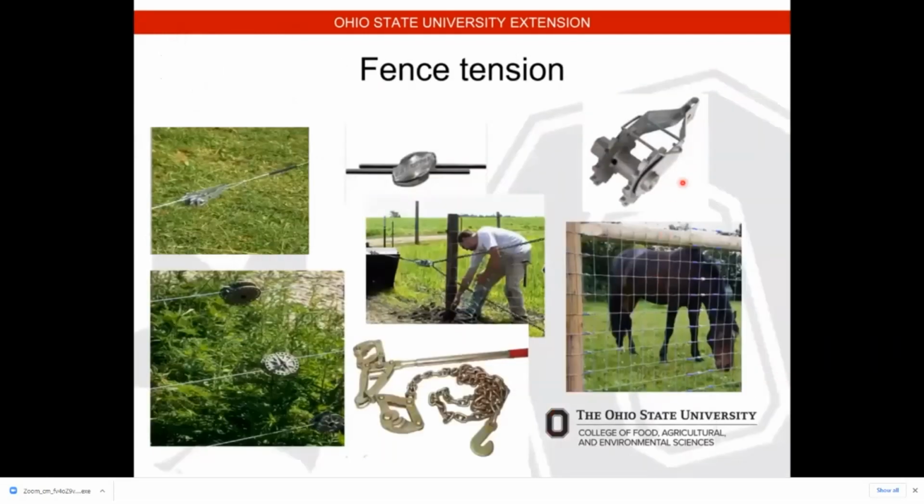Fence tension, different kinds of tensioners. Those are ratchets. There are two different kinds out there. This one you can just put a wrench on. Some of the others are rounded on both sides and it takes a special tool to tighten them up. Here's another, a Gripple. Again, it takes a special tool to tighten them.